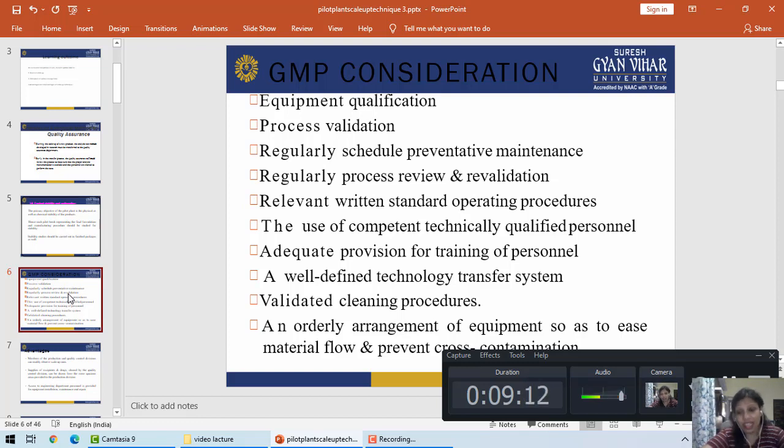So equipment qualification, in simple words, means that our equipment should be qualified for the manufacturing of that particular product. It will differ from product to product and equipment to equipment, so that we can say the equipment is suitable for making the qualitative product, and that the equipment has the capacity to give repetitive results.